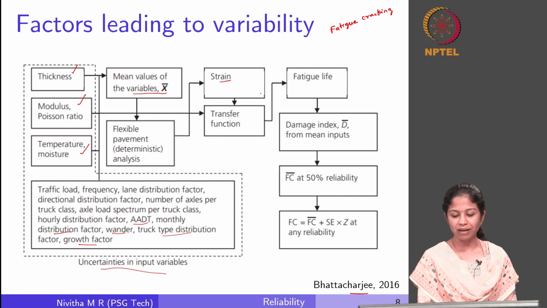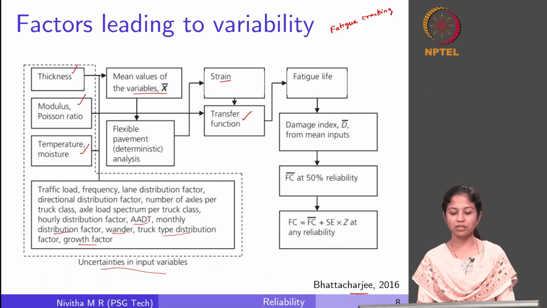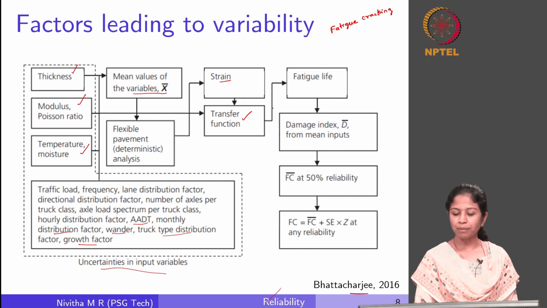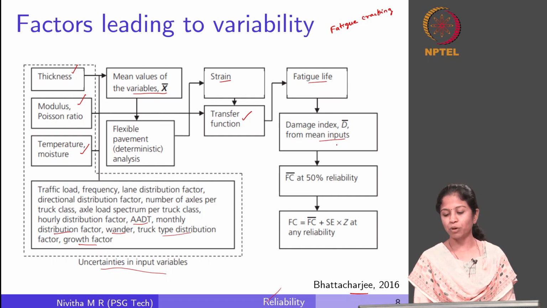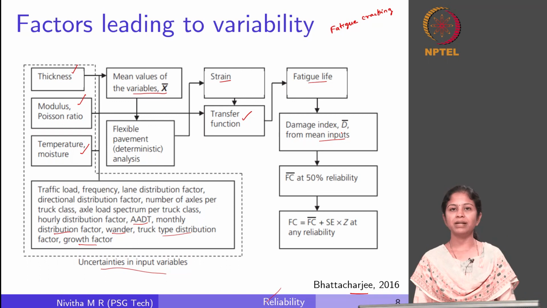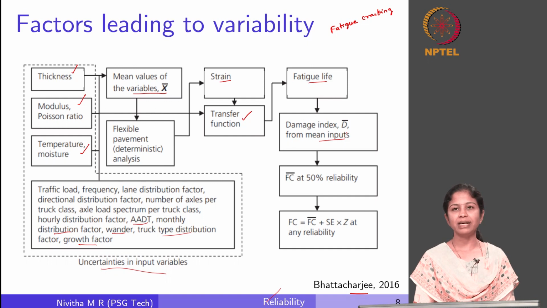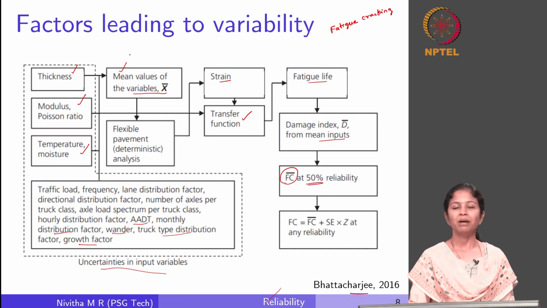Now, I take that strain value and input it into my transfer function. In some cases we will also need information on modulus and Poisson's ratio for the transfer function as well. From this we compute the fatigue life, and from that the damage index is computed for the mean input value. So, all my inputs are single measurements, though I have a range over which each of these parameters can vary. For that input, we compute the damage index and the fatigue cracking. This is said to be at 50% reliability because we are using the mean value.